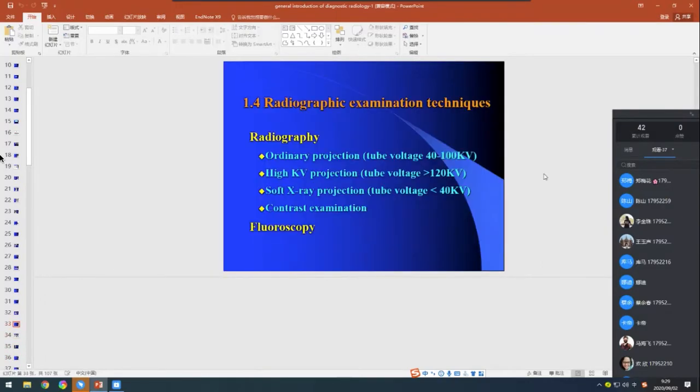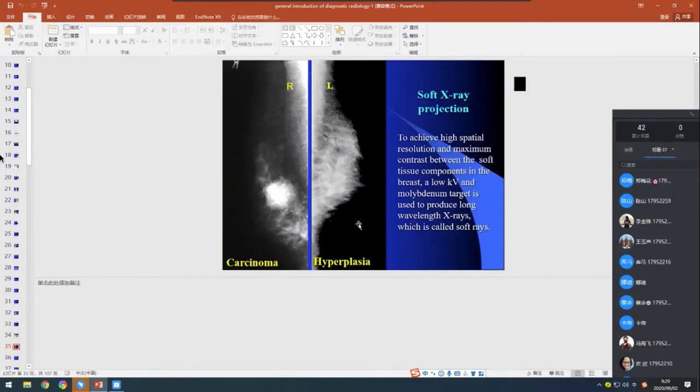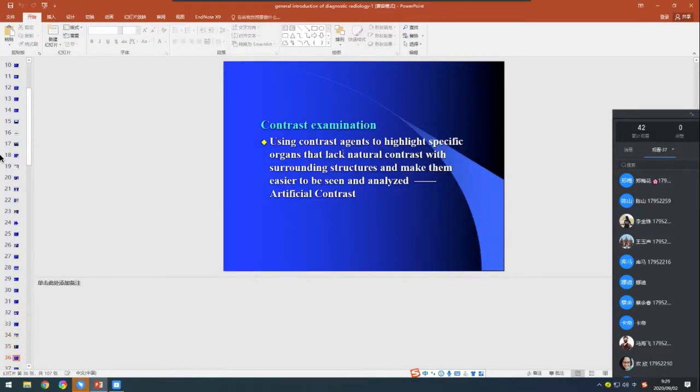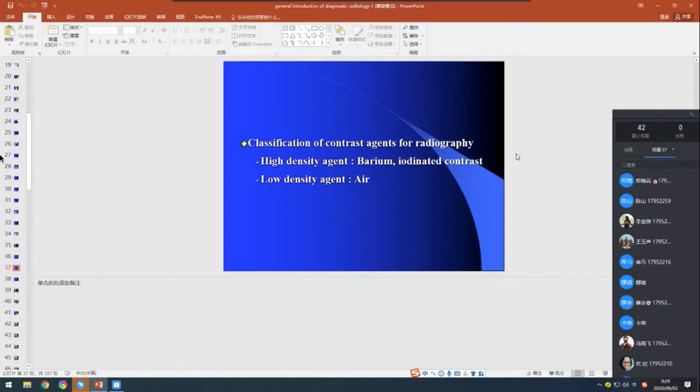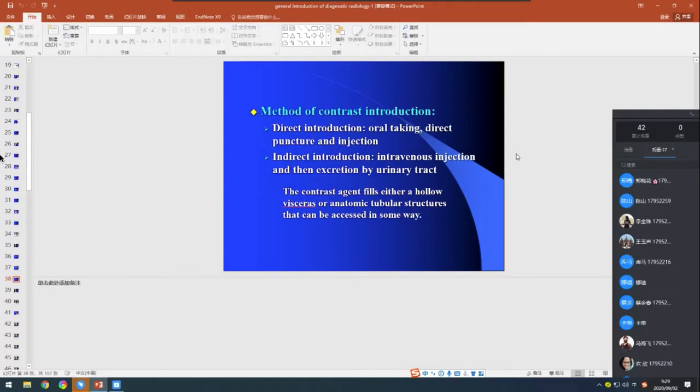For radiography, there are ordinary projection, high kV projection, and soft ray projection. And sometimes the contrast agent is used to highlight specific organs that lack natural contrast with surrounding structures. The contrast agents can be high density or low density. And the contrast agent can be introduced directly or indirectly.